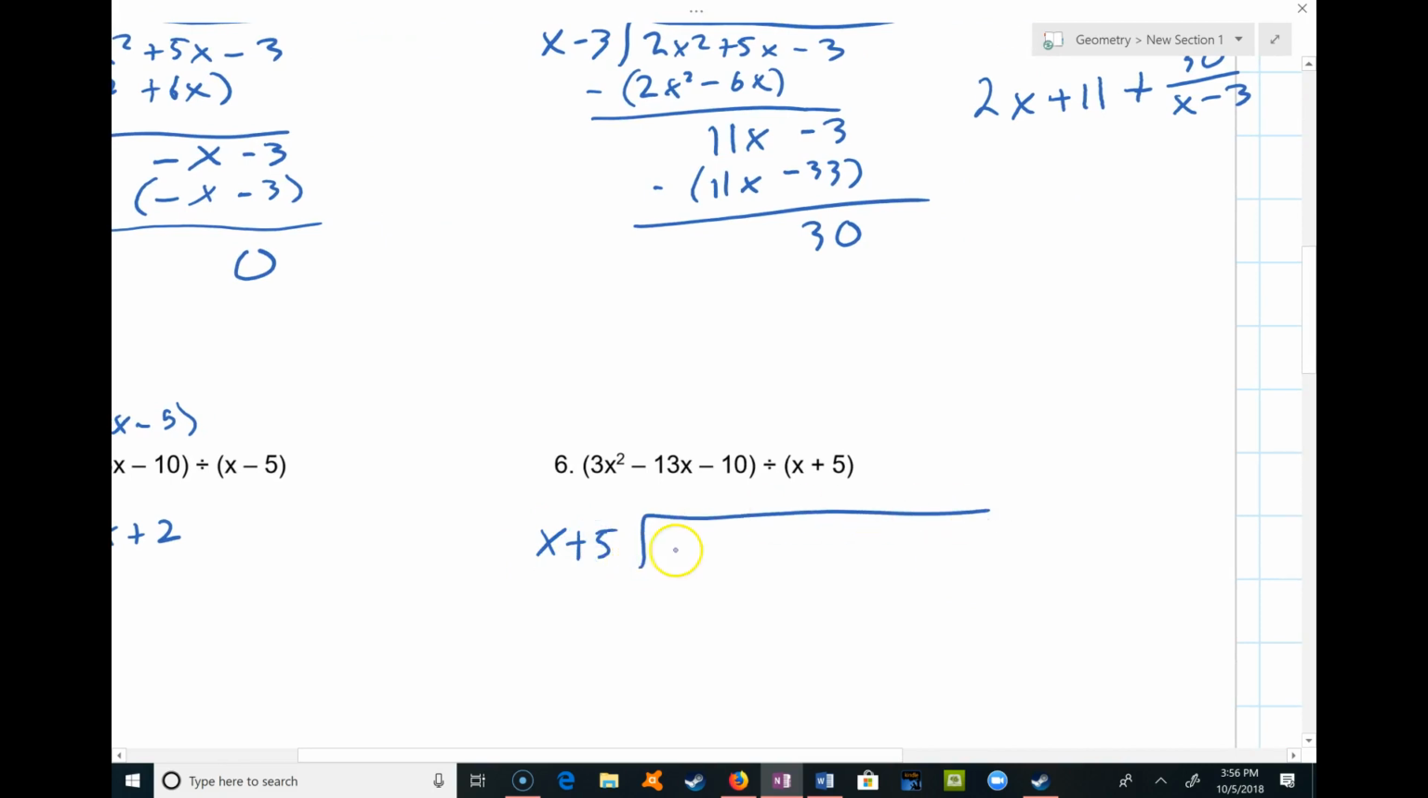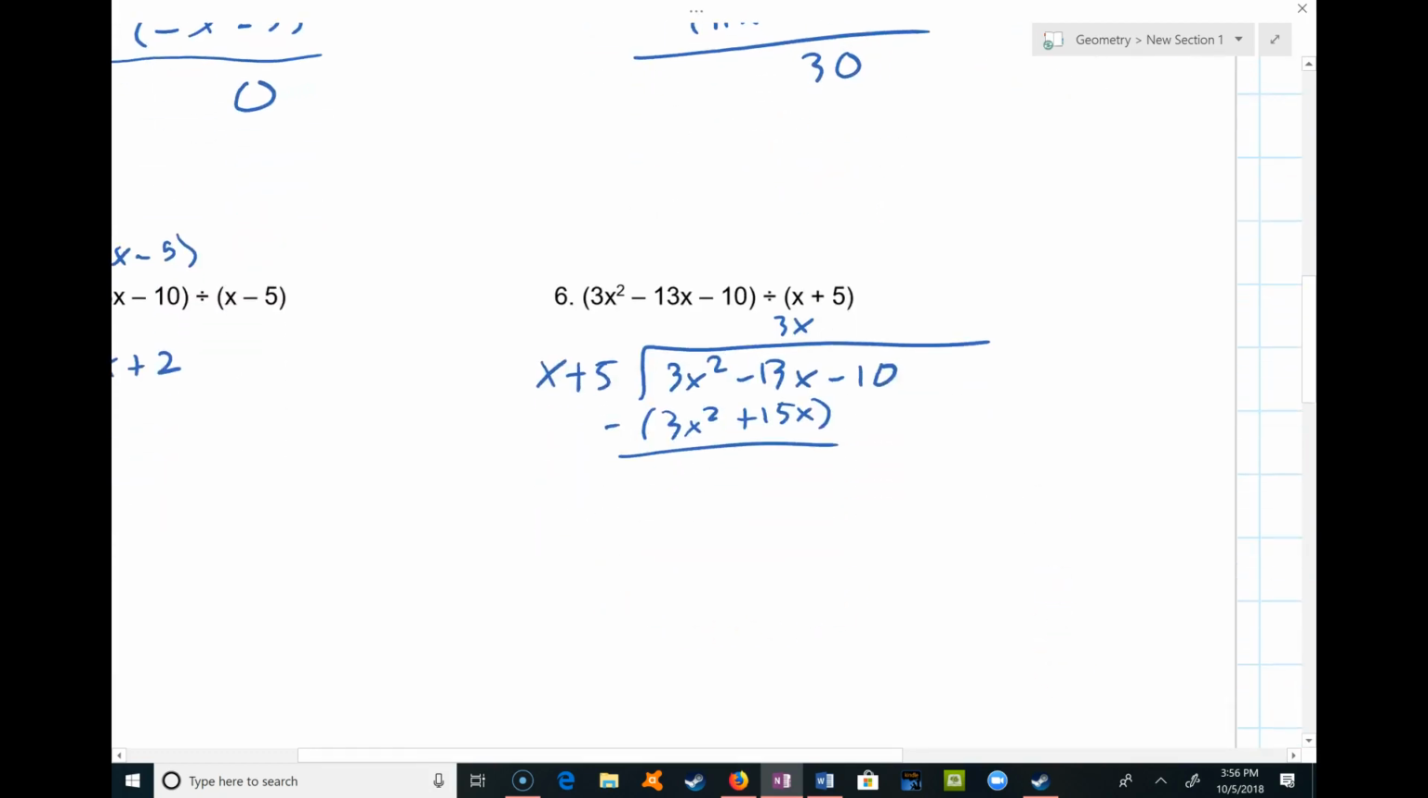Maybe I'll surprise you and I'll end up without a remainder, but probably not. Okay, so what times x equals 3x squared? That would be 3x. 3x times x is 3x squared. 3x times 5 is 15x. And subtract. 3x squared minus 3x squared is 0. Negative 13x minus 15x would be a negative 28x. Bring down the negative 10. What times x equals negative 28x? That would be negative 28.